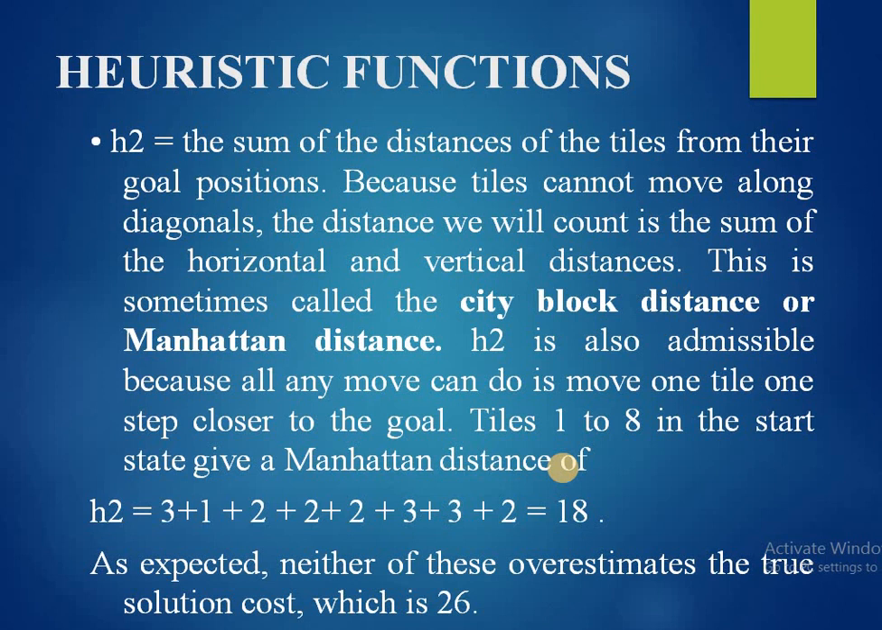Tiles 1 to 8 in the start state give a Manhattan distance of h2 equal to 3 + 1 + 2 + 2 + 2 + 3 + 3 + 2, which is equivalent to 18. As expected, neither of these overestimates the true solution cost, which is 26.